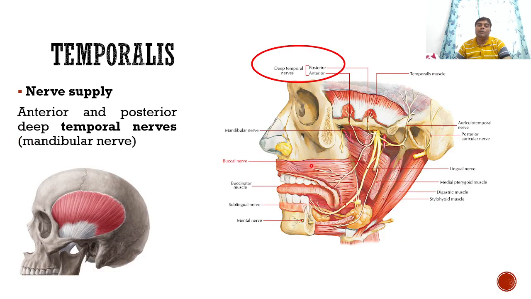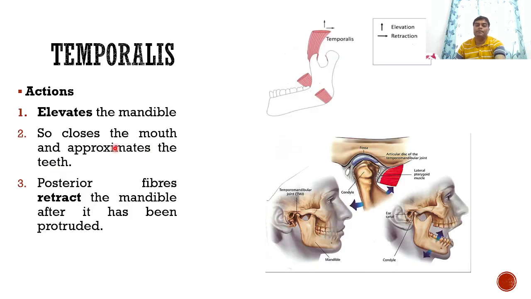Now, supply of temporalis. So, temporalis is supplied by the deep temporal nerve. The branches are divided into anterior and posterior branches, and these branches are the nerves which are arising from the mandibular nerve.